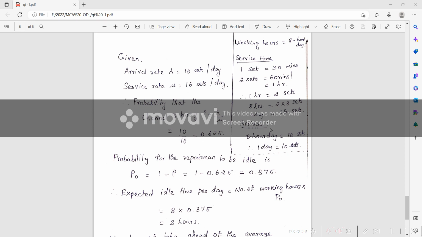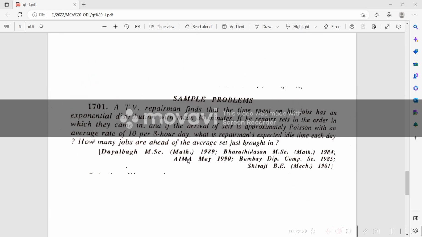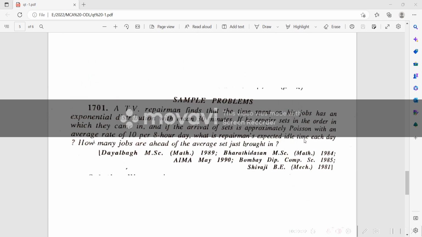Okay, so after calculating these things you come to the main part. It is given arrival rate. We know arrival rate is denoted by lambda. What did we calculate for arrival? 10 sets per day. Okay, so arrival rate lambda is 10 sets per day. And then service rate, which is denoted by mu. We know service is 16 sets per day. And then first we should calculate this rho. It's very useful because all the formulas involve this rho only. We know rho is the ratio of lambda and mu. So it is 10 by 16, which is 0.625 by calculation.